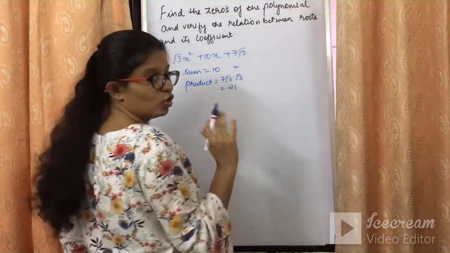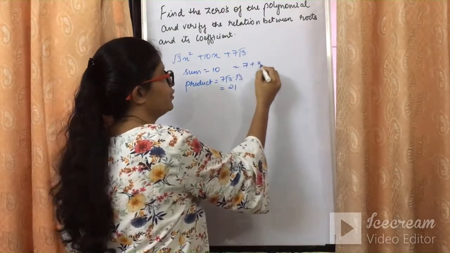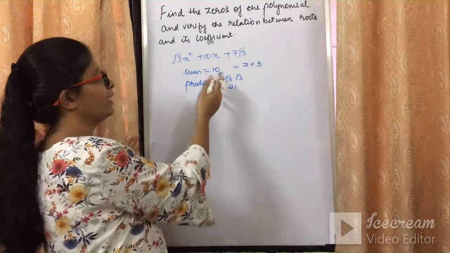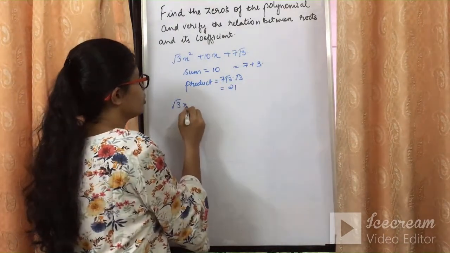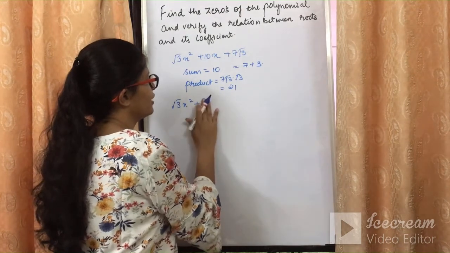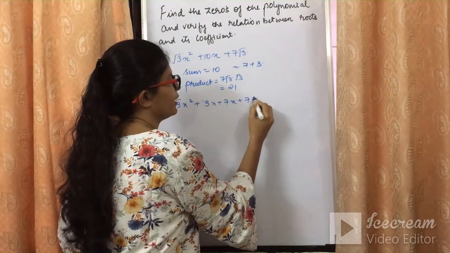And it is plus, so दोनों जो splitting होंगे, that will be positive positive. So 7 plus 3 will give you the same. 7 into 3 will be 21 and 7 plus 3 is nothing but 10. So let's have a look. Let's split it out. So we can write it out. root 3x square plus 3x plus 7x plus 7 root 3.